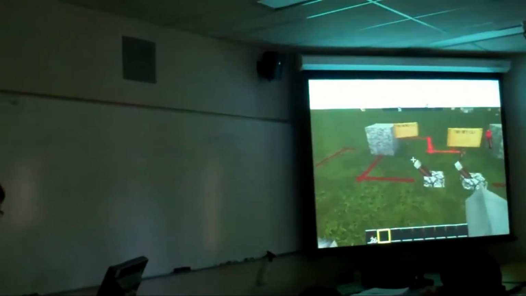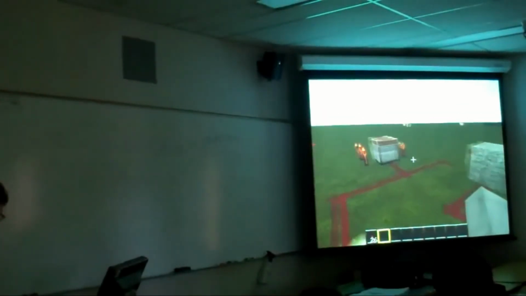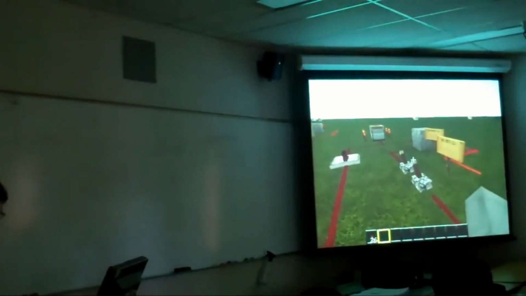All right, 2 more circuits. Here's an SR latch. So there's my reset input, 0 to the left, 1 to the right. There's my set input, 0 to the left, 1 to the right. And there's, where's my output? There's my output. So right now the output is a 0.